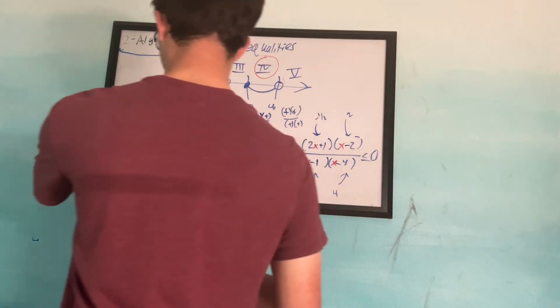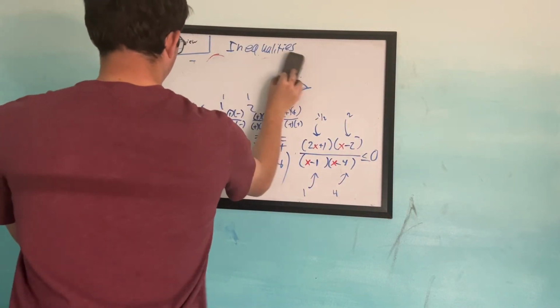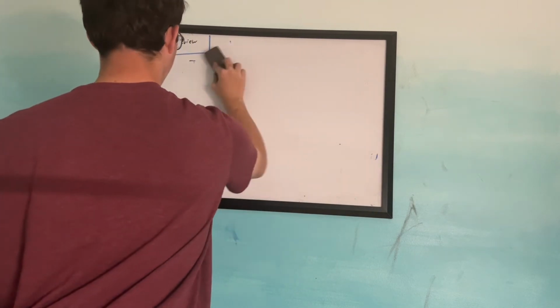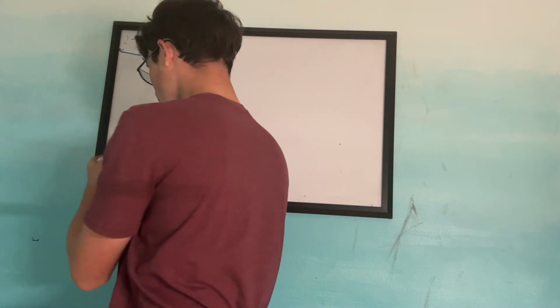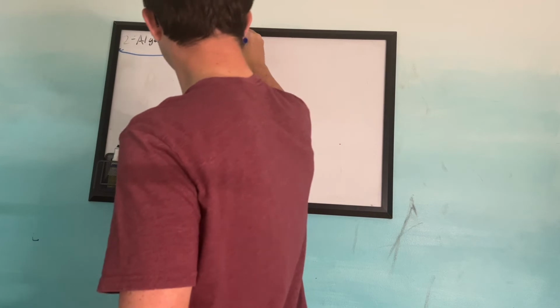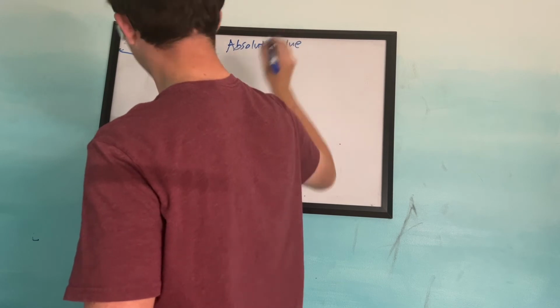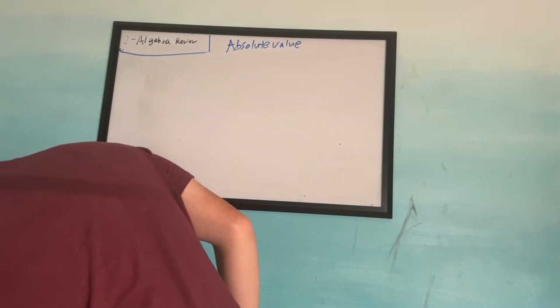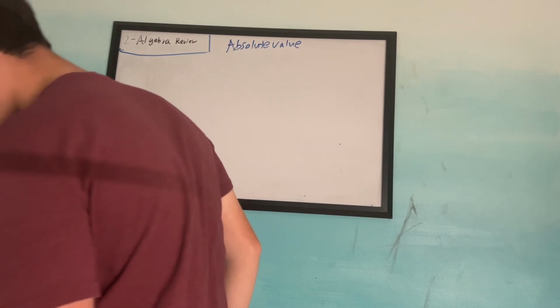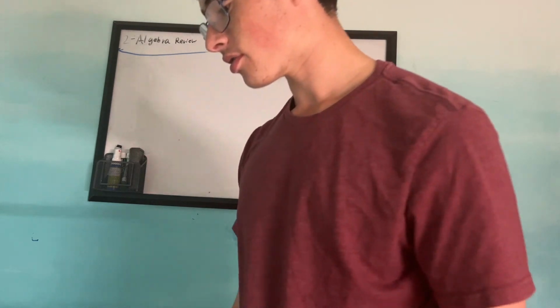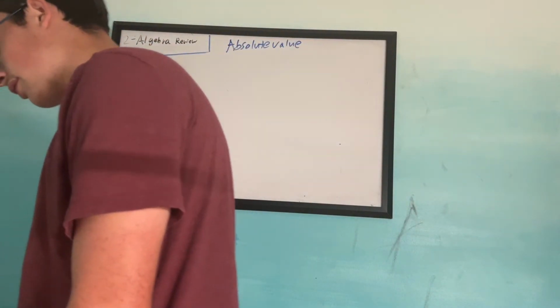Last one up will be absolute values, which I won't go super in depth in because this video has already taken long enough as is. If you go back to my 2.5 notes video, you'll see that you define the absolute value of x as x when x is greater than or equal to 0, and negative x when x is less than or equal to 0.